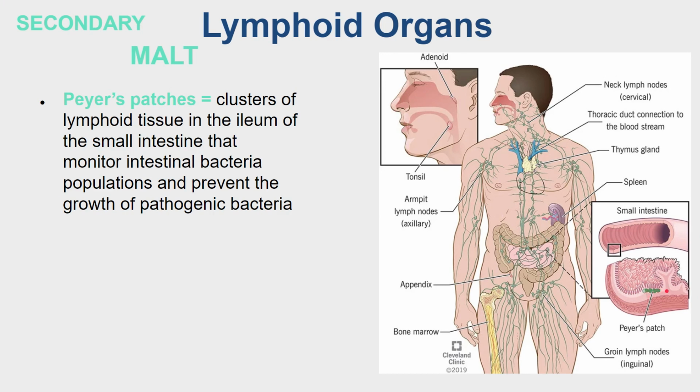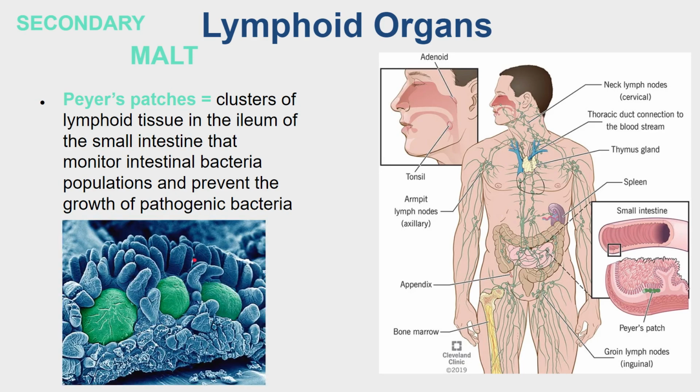They're called Peyer's patches. And their main job is to monitor all of that bacteria in your intestines. Remember, you've got good guys and sometimes bad guys can get in, and they try to prevent the growth of pathogenic bacteria. I found this electron microscope scan, and I thought it was a pretty cool picture. Just know it's not really colored that way. That's computer generated. But here's all the villi from your small intestine. And then there are those little hotbeds of lymphoid tissue that are embedded in the intestine to check for pathogens.